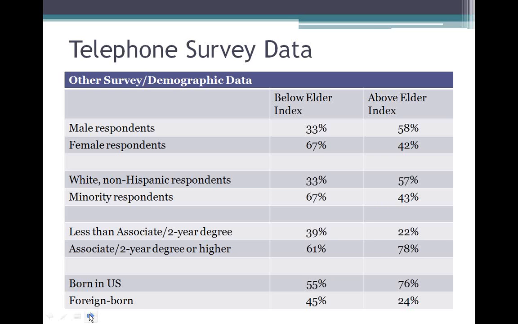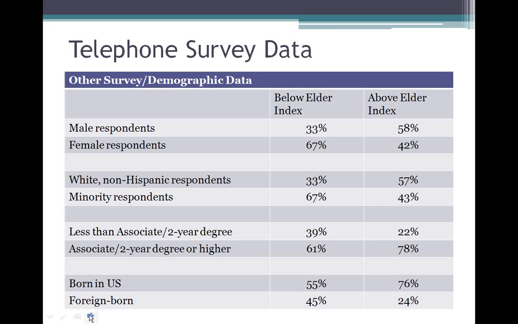Similarly, if we look at minority respondents, again, 2/3 of respondents who are falling below the Elder Index are of ethnic minority, compared to 1/3 who are white non-Hispanic. And again, we see a flip. We see more white non-Hispanic respondents above the Elder Index.